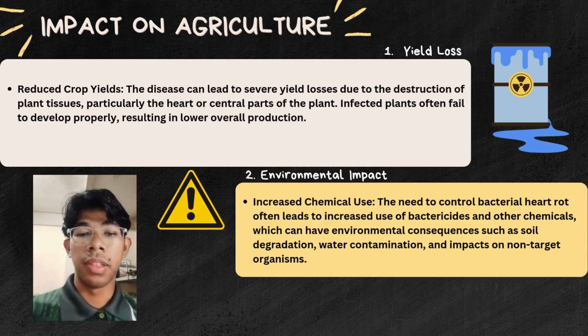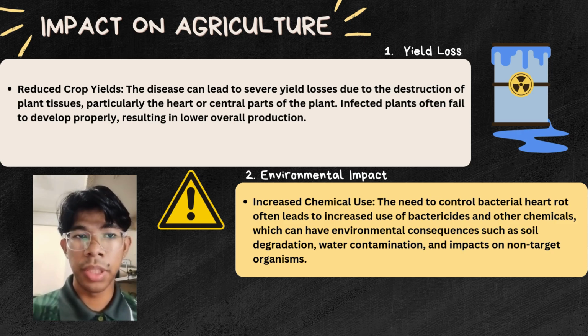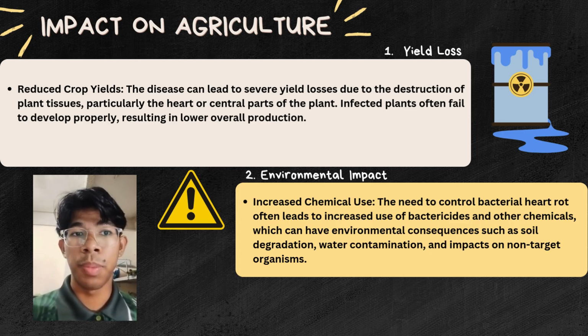So for the impact on agriculture, first, yield loss. The disease can lead to severe yield losses due to the destruction of the plant tissues, particularly the heart or central part of the plant. Infected plants often fail to develop properly, resulting in lower overall production. Next, environmental impact. The need to control bacterial heart rot disease leads to increased use of bactericides and other chemicals, which can have environmental consequences such as soil degradation, water contamination, and impact on non-target organisms.